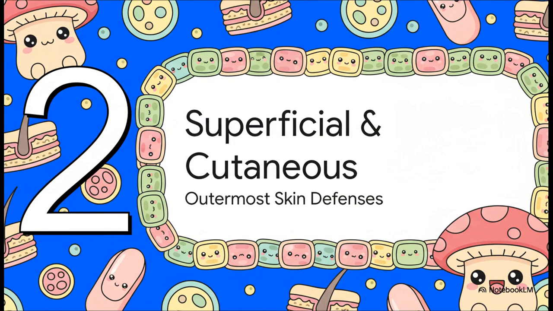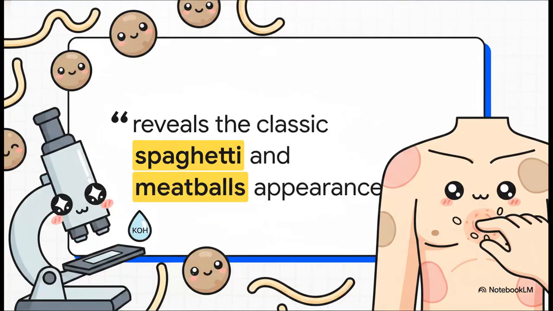Moving right along to Section 2, superficial and cutaneous mycoses. Imagine you scrape the active border of a scaly skin lesion, treat it with 10 to 15% potassium hydroxide, a standard KOH amount, and look under the microscope. You might just see this classic spaghetti and meatballs appearance. This is the absolute hallmark of tinea versicolor, which is caused by the Malassezia genus. You'll see these numerous, short, stubby hyphae intermixed with clusters of round spores. It literally looks like a tiny plate of pasta.